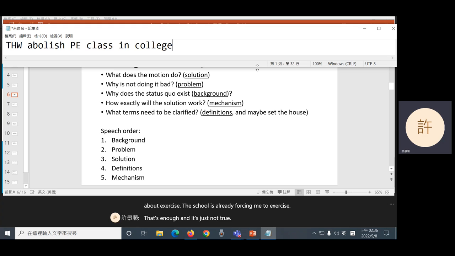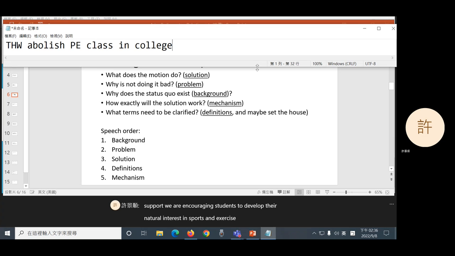As students become busier and busier in modern life, lots of their entertainment is also static and lacking in exercise. So if they really want to exercise, we shouldn't make them dislike it by forcing them to do it in a limited time. By giving them opportunities and professional support, we are encouraging students to develop their natural interest in sports and exercise.